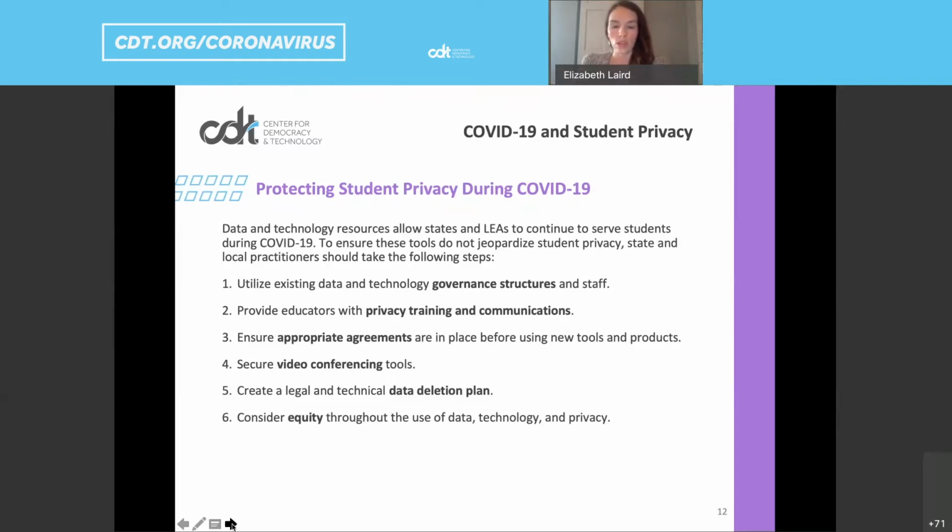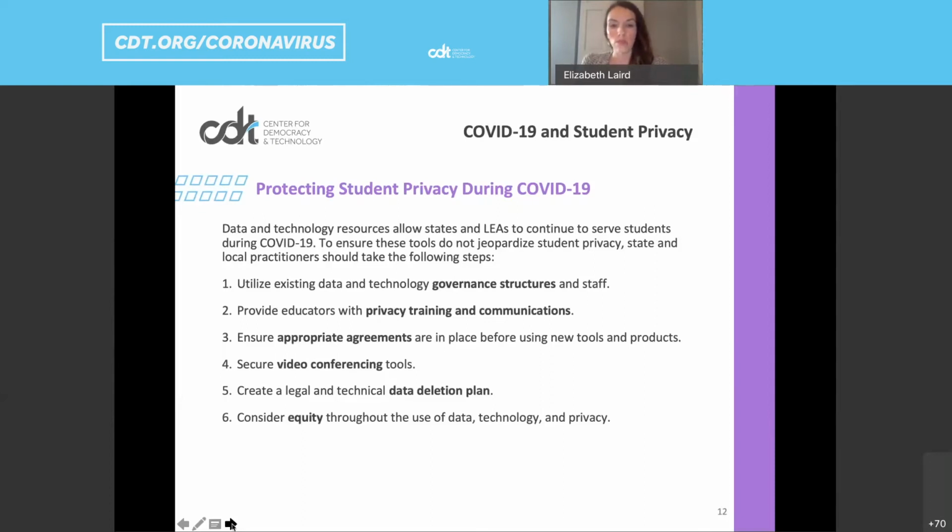The third is to look at agreements. If you think back to what I just talked about in terms of FERPA and maintaining direct control of the data, agreements are an important tool in doing that. The fourth is around video conferencing, which is, in terms of the media and some of the national stories, there have been a number of instances of video conferencing issues that have resulted in harm to students.